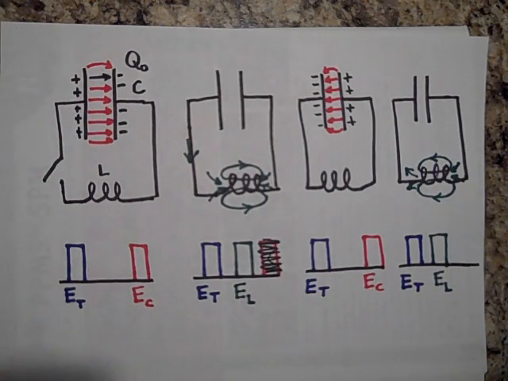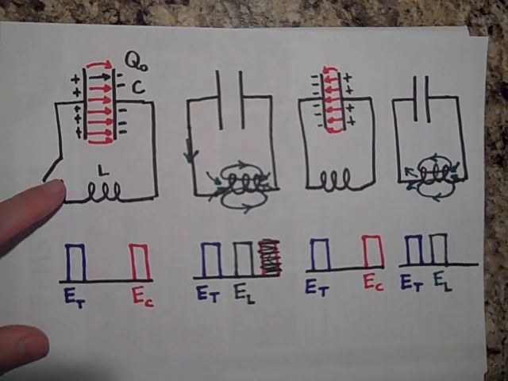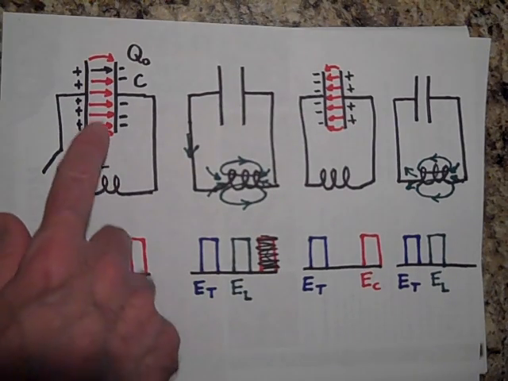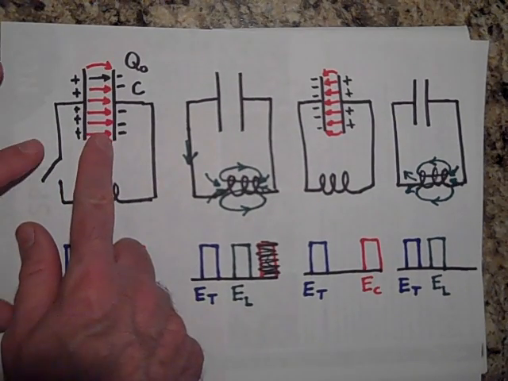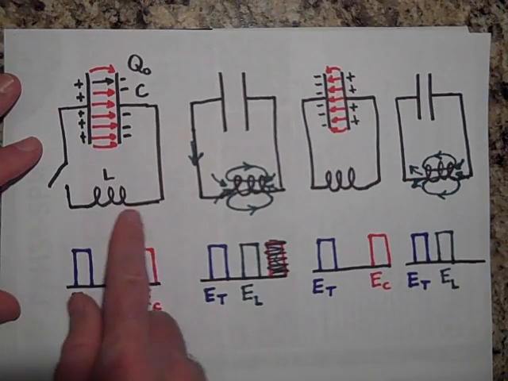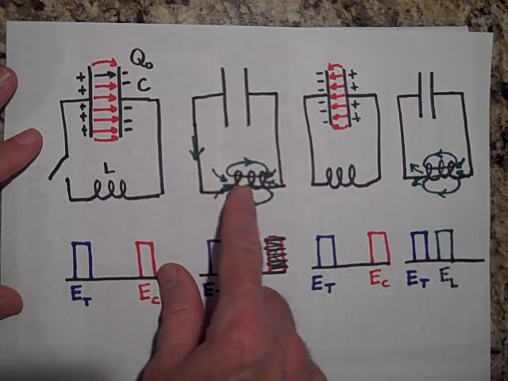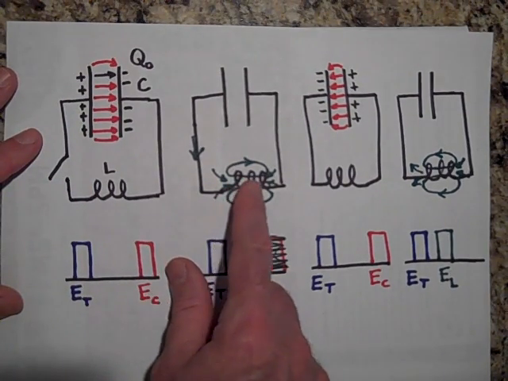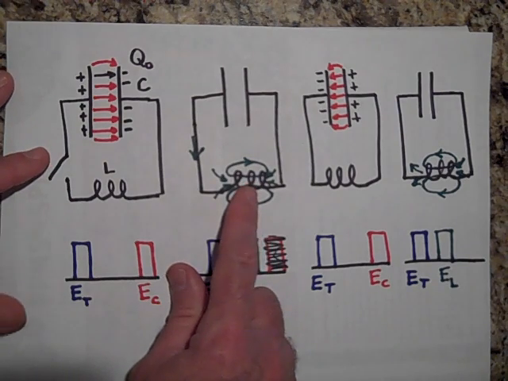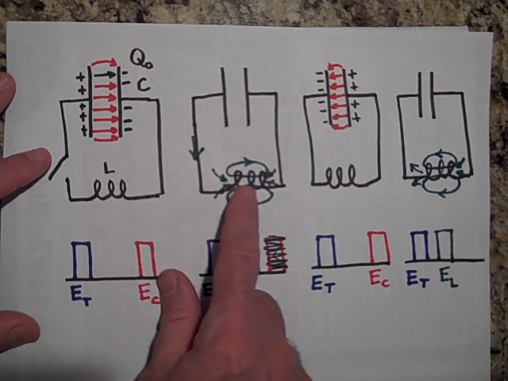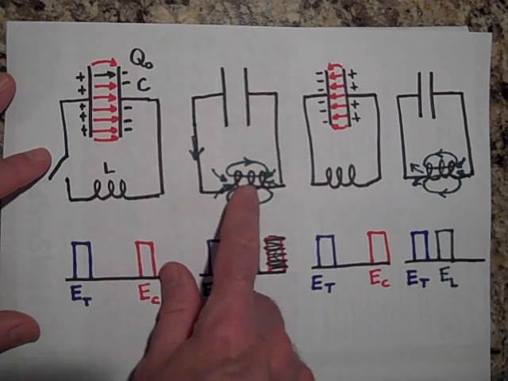There, perfect. Okay, so when you close the switch, then what's going to happen is some of that energy is going to turn into, you're going to get a current. That current is going to flow through the inductor, and you're going to get a magnetic field in here. So we say that the energy now is stored in the inductor.